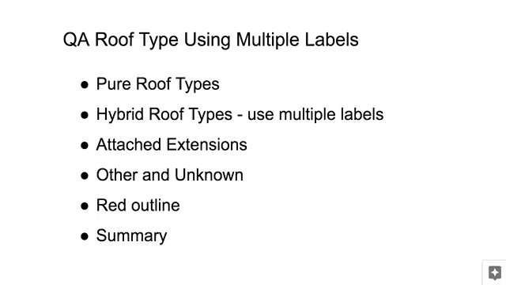Hi, in this video clip, I will explain how to QA roof type using multiple labels. Here's the list of topics covered in this video. First, I will briefly review the definition of the pure roof types and hybrid roofs. Then I'll explain how to handle attached extensions, when to use other and unknown, how to interpret the red outline, and finally, I will summarize the key points in this video.